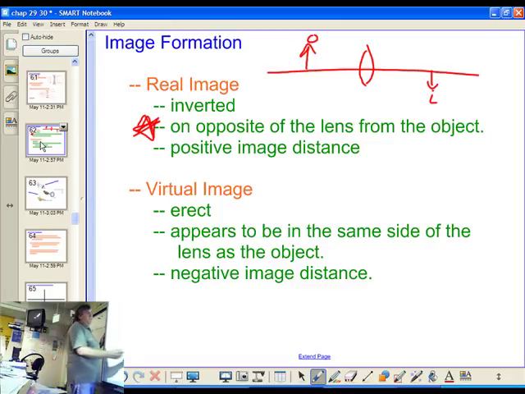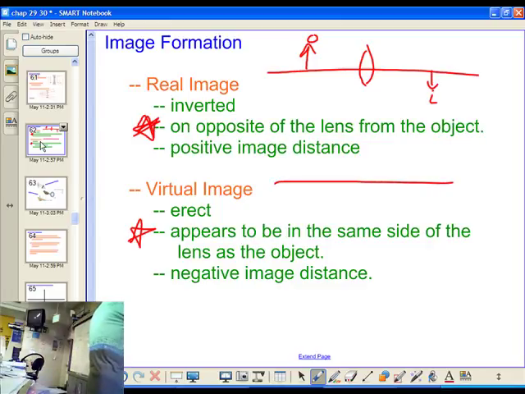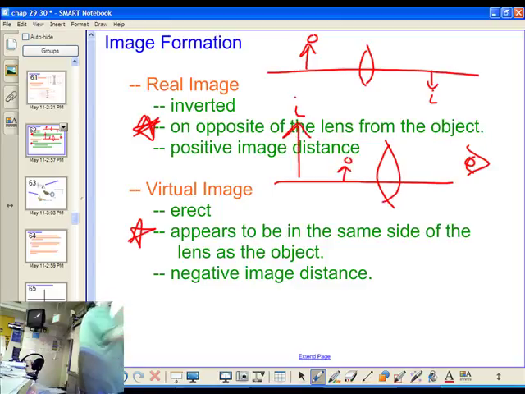Virtual images are still erect. They still have a negative image distance, but they will appear to be on the same side as the object. So if this was my eye right there, and there's my lens, there would be my object, there would be my image. Now, do I see both of these? No, I'm only going to see the image.